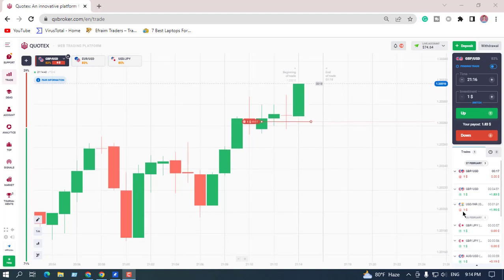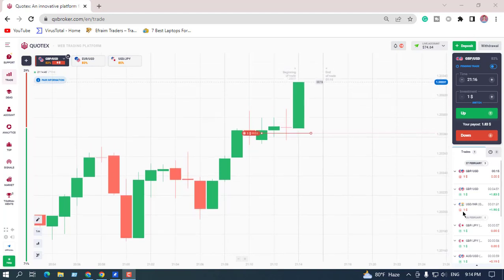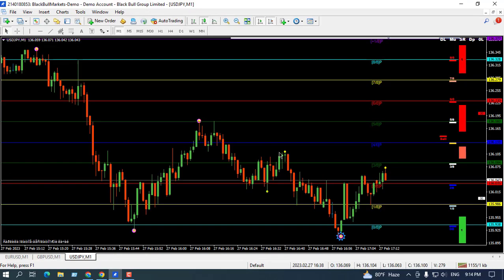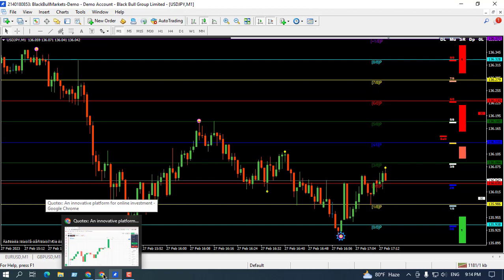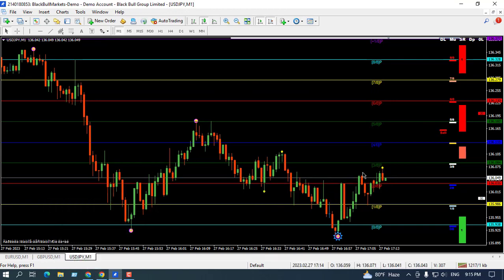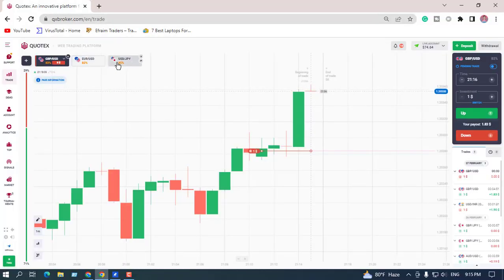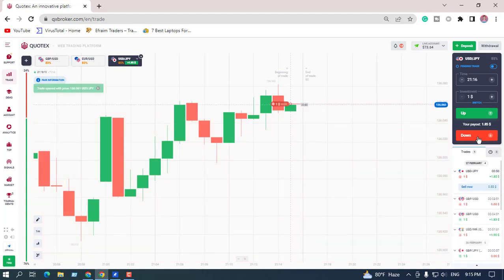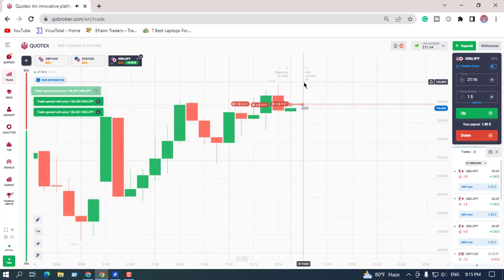So let's start trading with this indicator. Here is the indicator. Here is a down signal. Use the GBPJPY. I'm going to use this pair, and I have placed a trade because the market is going down and the indicator signal is down. Let's see the result.